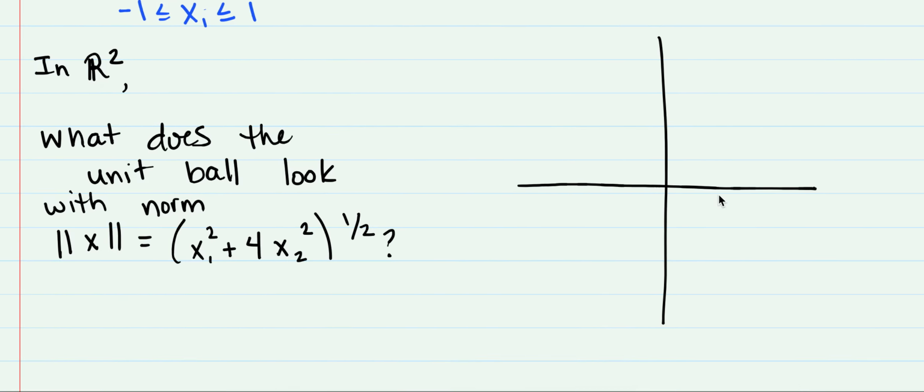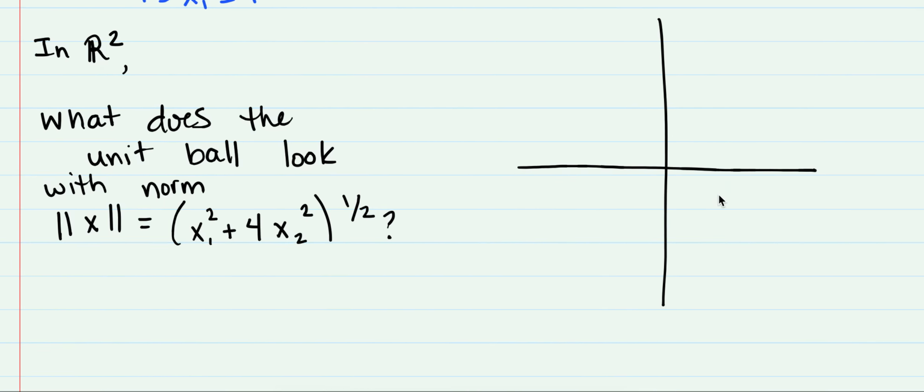Let's do one more. In R2, what does the unit ball look like with this particular norm? Now you can check that this is a true norm. You can check the 3 properties of a normed linear space. But I'm going to just say, this is a norm, so you can believe me on this. Let's say this is how I measure the length of my vectors in R2. I take the first entry, I square it, and then I take the second entry, square it, and multiply by 4, add them together, take the square root.